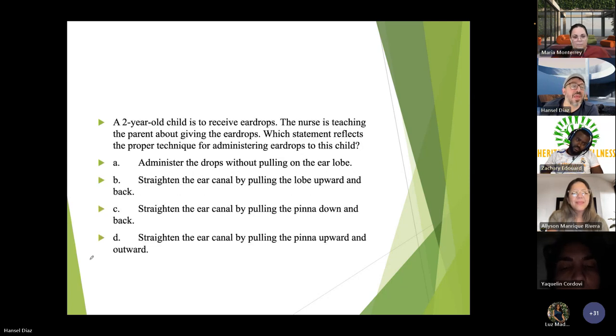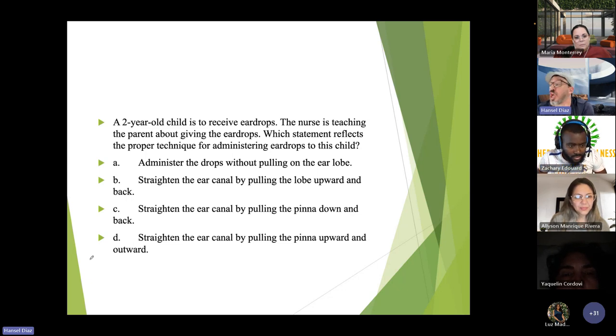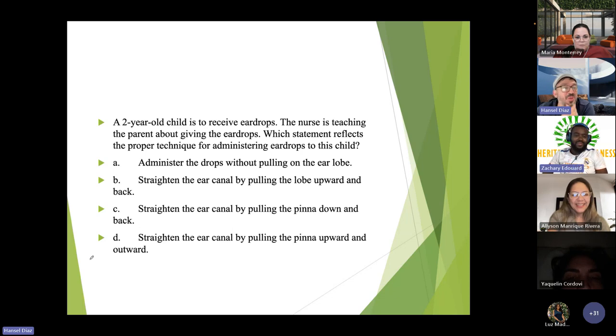A 2-year-old is to receive eardrops. The nurse is teaching the parent about giving the eardrops. Which statement reflects the proper technique for administering eardrops to a child? See, D, down, like down, up for the adult. That's right. B, back down. Yeah, down for kid, up and open for adult. And back. That will be C. Straighten the ear canal by pulling the pinna down and back.